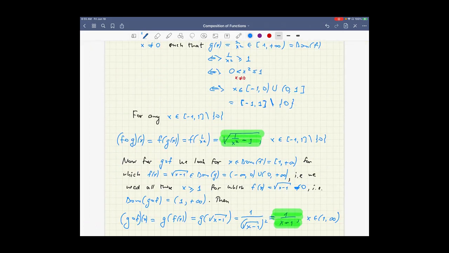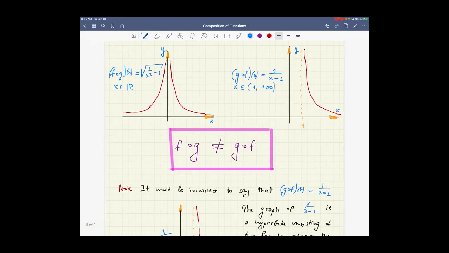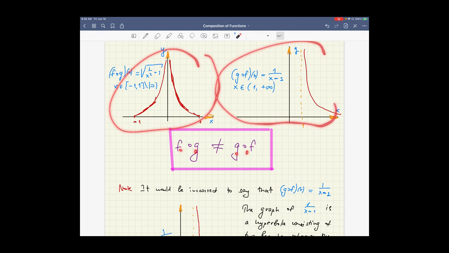Not true. I apologize. Not true. And the graph is incorrect. Let me draw it more precisely. The domain is the interval (negative 1, 1) except 0. And the graph is actually only between negative 1 and 1. Which again makes it very clear that f composed with g and g composed with f are very different functions.